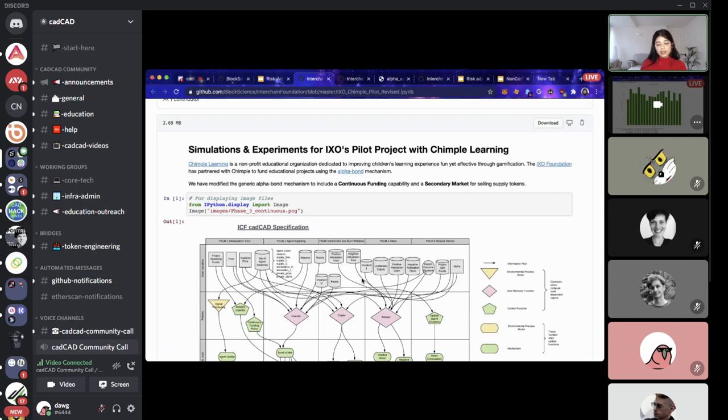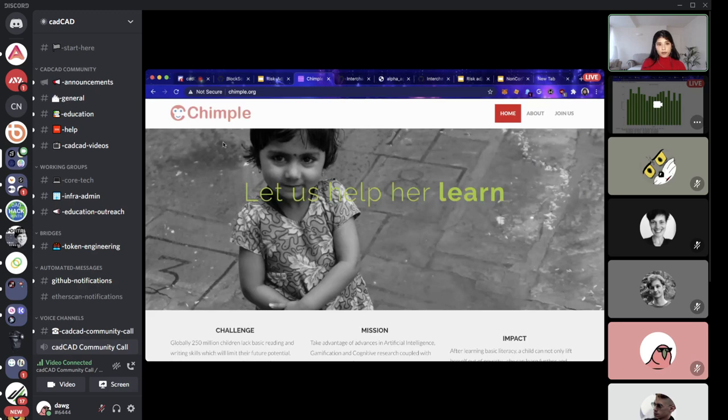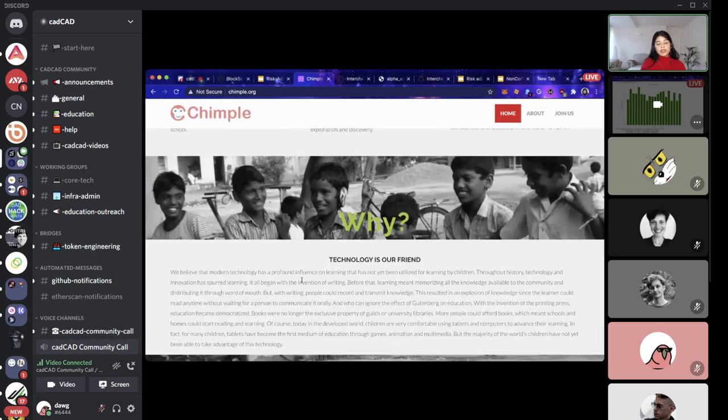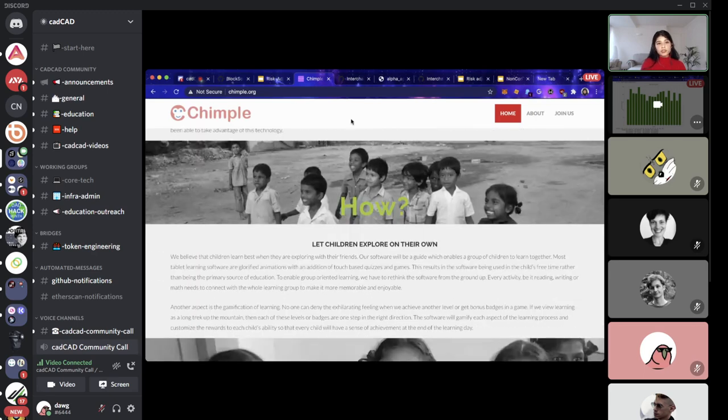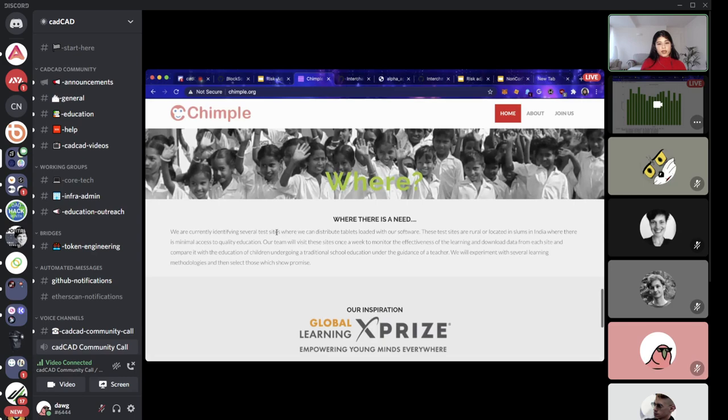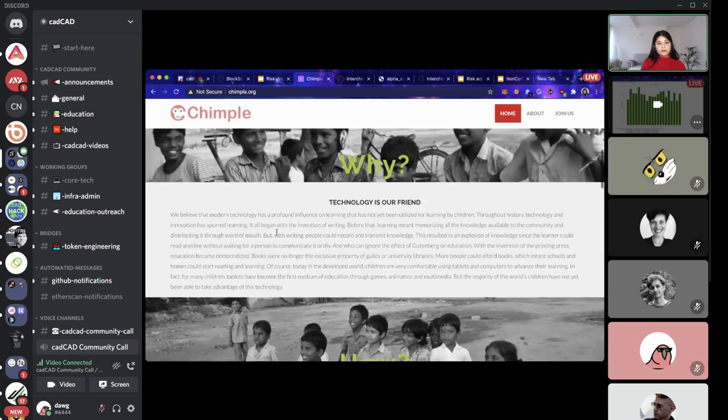So if they see that the children are performing better and better over time, then they're able to make their alpha decisions or attestation decisions based on that. It's a pretty cool project, and our implementation partner for this is the IXO Foundation. They have a partnership with Chimple, and they're implementing this using their alpha bonds, which is basically the design that we talked about over here.